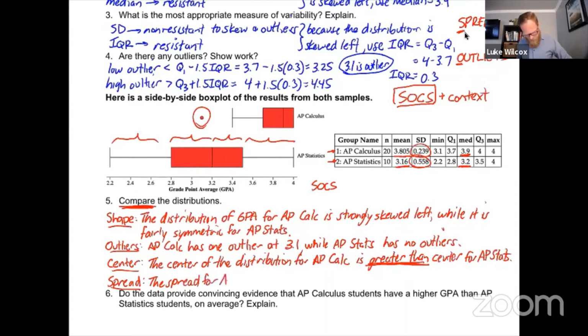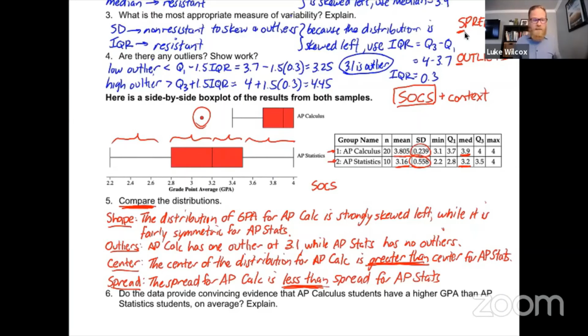So very clearly here, we can say that the spread for AP Calc is less than the spread for AP Stats. And I'm going to highlight again the fact that the comparative word is the important word here. So definitely when you're asked to compare the distributions, you want to use less than, greater than, similar to. That's the type of language that we want to see when we're comparing those two distributions.